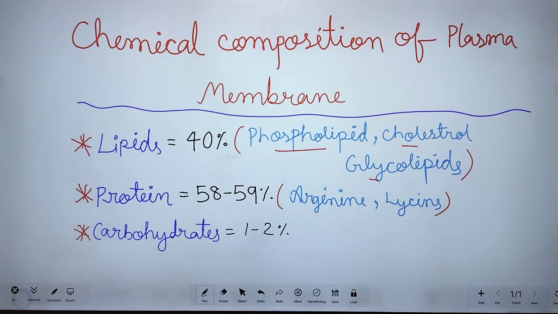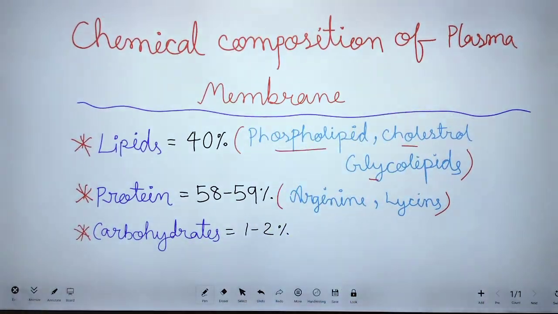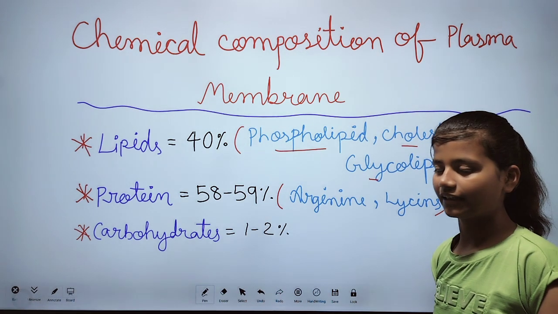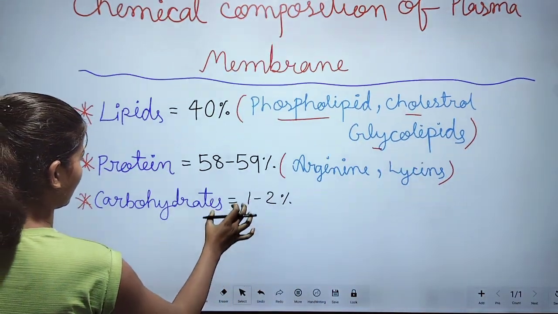Okay, so I hope you understand these three points. The first one is lipid. There is 40% lipid present in plasma membrane, like phospholipid, cholesterol, glycolipids. And the second one is protein. There is 58 to 59% protein present in plasma membrane, like arginine and lysine, and only 1 to 2 percent carbohydrate is present in plasma membrane.